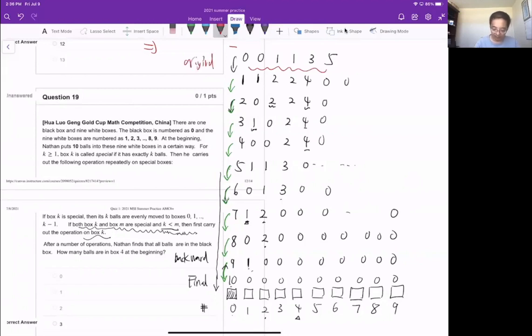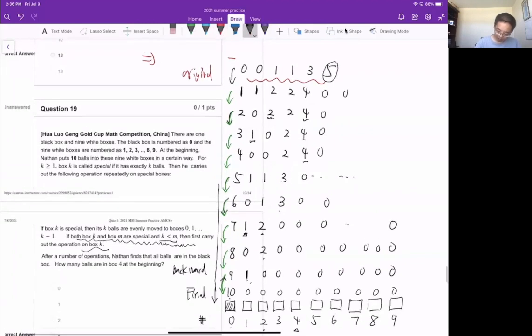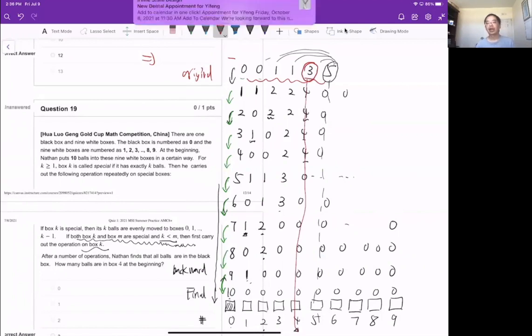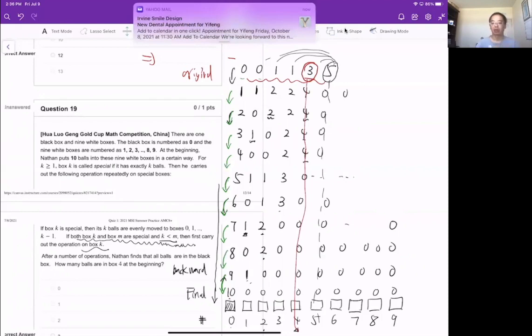Original, so this is what we have. Because now this one has 5. According to the rule, this is box 5, right? If you go down, this is box 5. According to the rule, the 4 fireballs will move to all the previous boxes: 0, 1, 2, 3, 4. All right, so then you see the box 4, right? So this is box 4. Originally, it has 3 balls. All right, here our strategy is we go backward.